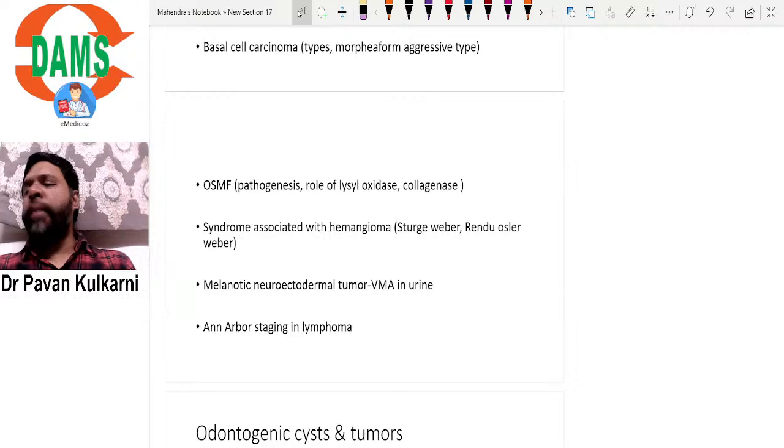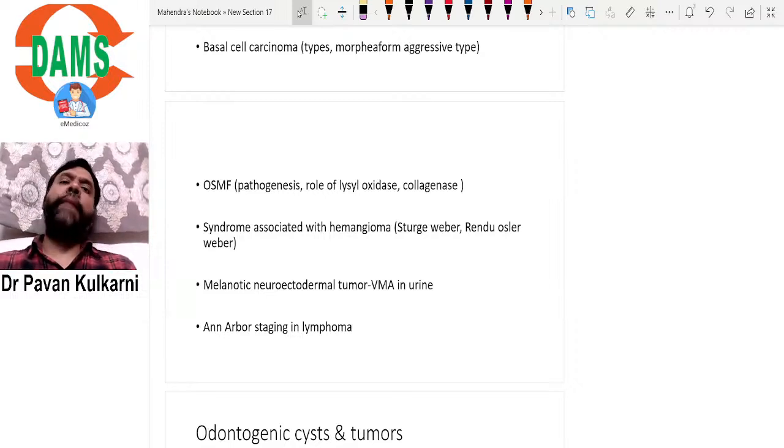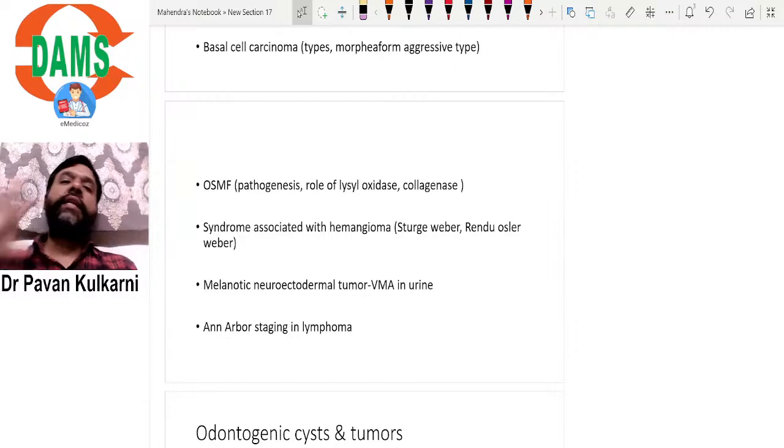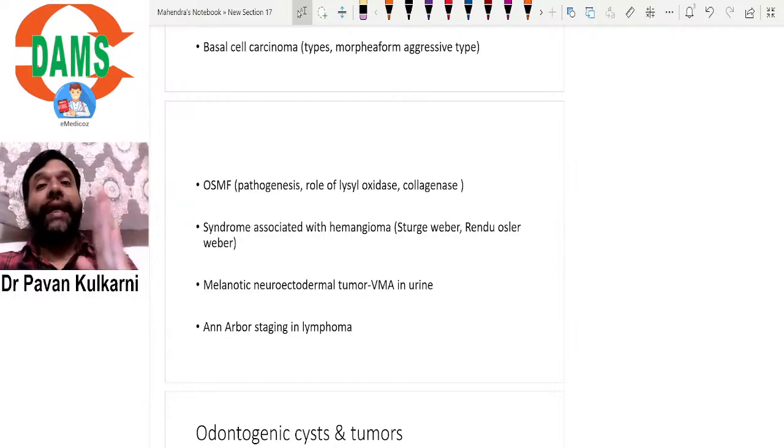We are supposed to know about the syndromes associated with hemangiomas. Mainly the most important syndromes like Sturge-Weber syndrome, Rendu-Osler-Weber syndrome. Frequently we get an image-based question on Sturge-Weber syndrome where they show a unilateral facial stain. So on the face, you will see the discoloration that is called port-wine stain. It is unilateral. Remember, it is there on one side of the face only.